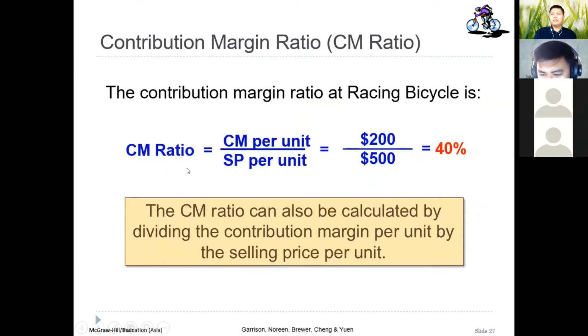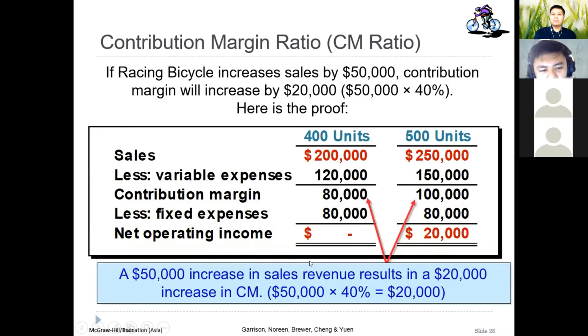So what's your CM ratio? There. So what we did earlier, 200 divided by 500, you have your 40%. The CM ratio can also be calculated by dividing the contribution margin per unit by the selling price per unit. Okay, if Racing Bicycle increases sales by 50,000, the contribution margin will increase by 20,000. Here's the proof.